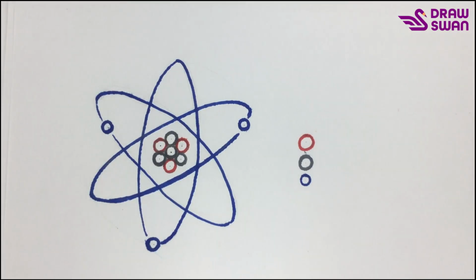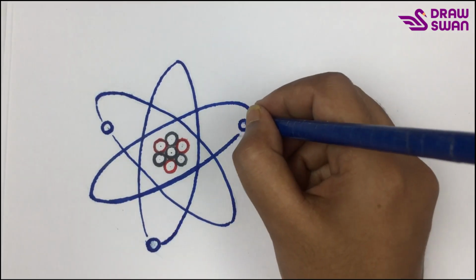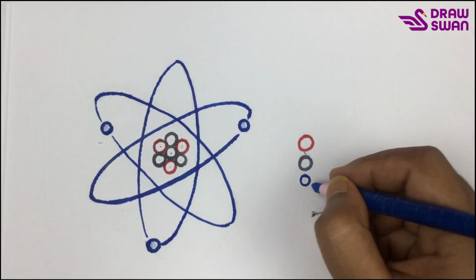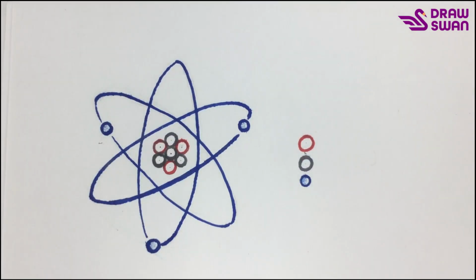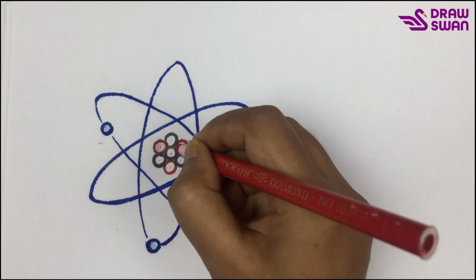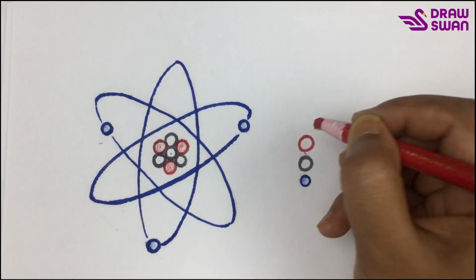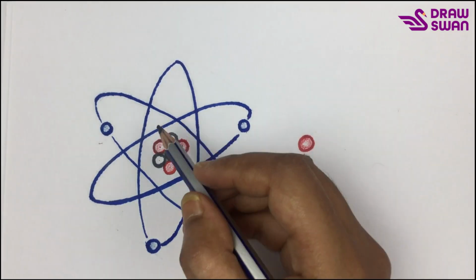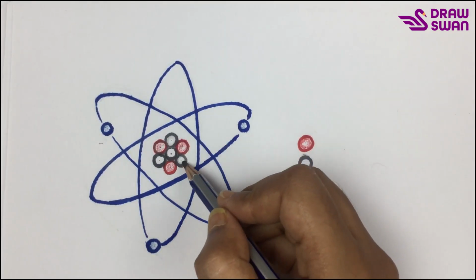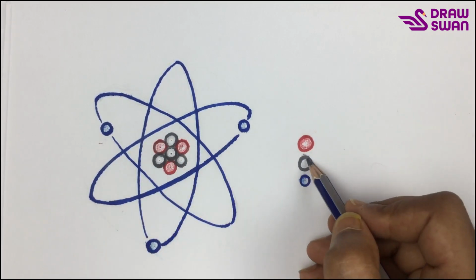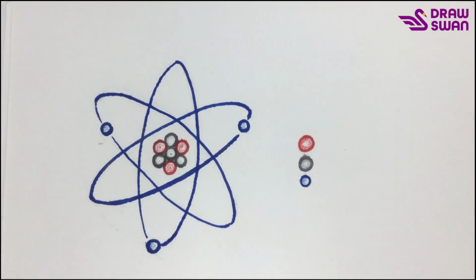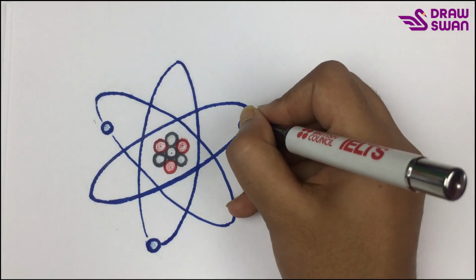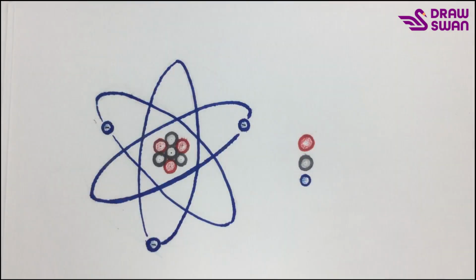Now I'm using my blue colored pencil to do a little bit of coloring. Now I'm using my red colored pencil. And now I'm using my pencil. I'm using my black pen to draw plus and minus signs.